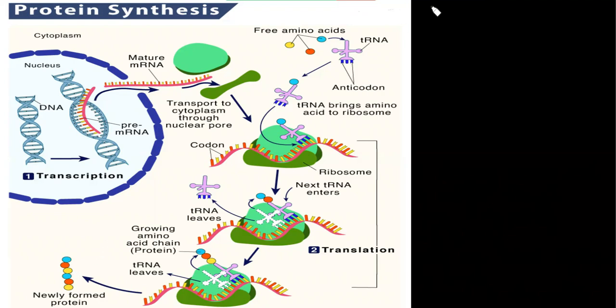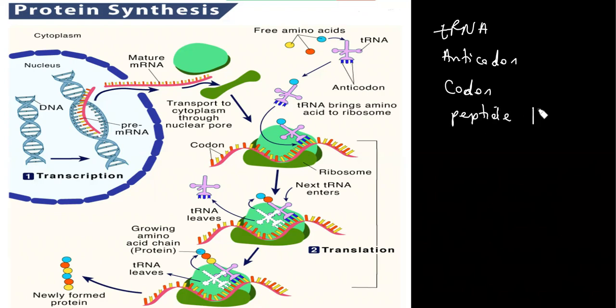Okay, so here, something to remember. You must remember the transfer RNA very well, and be able to distinguish between the anticodon and the codon. Also the peptide bond, you must remember it. And again, being able to identify the messenger RNA is another thing you need to be able to do. And also your ribosomes, the site of translation or site of protein synthesis. That's what you need to remember here. Once you're able to recognize these things, then you are good to go.